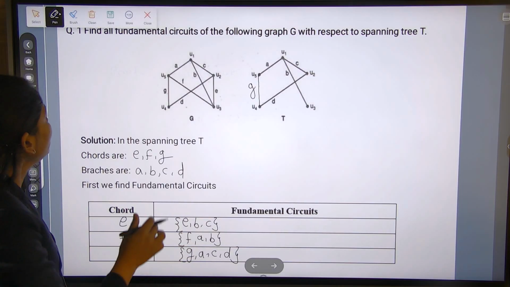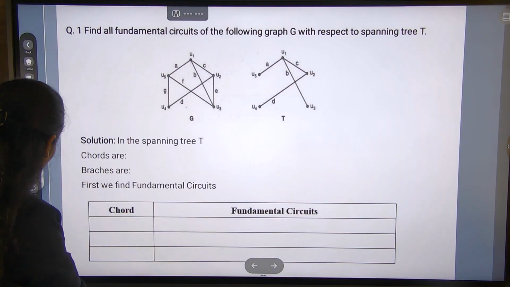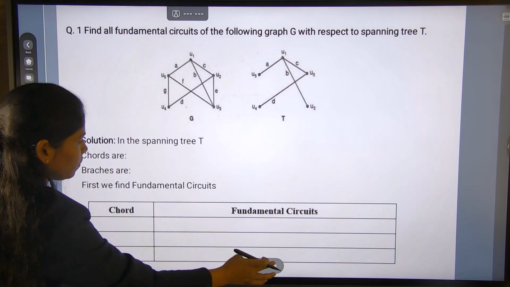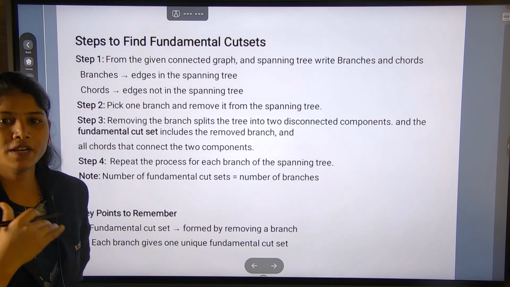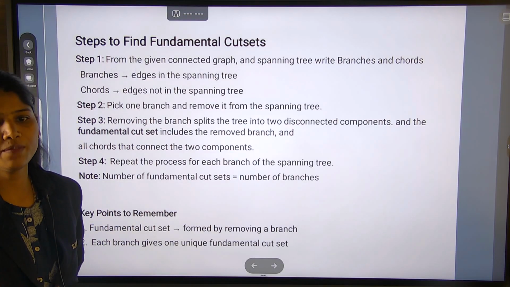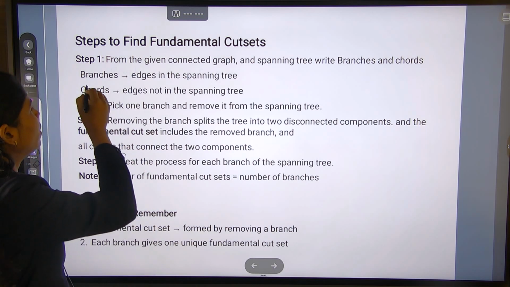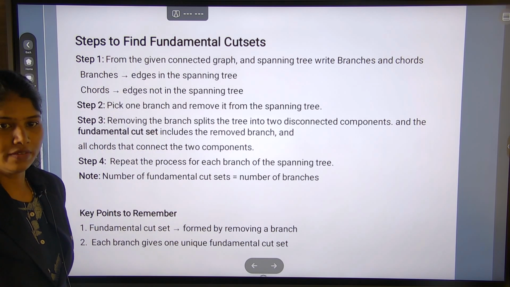Okay. Next, steps to find the fundamental cut sets. For fundamental cut sets, we require the branches. So first, write down all the branches. Branch means the edges present in the spanning tree.